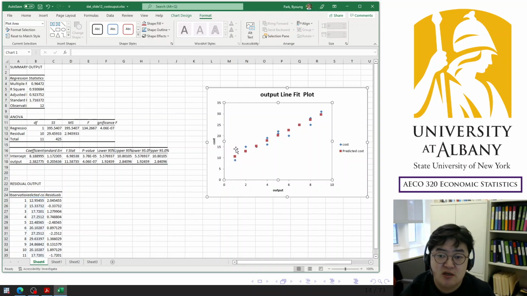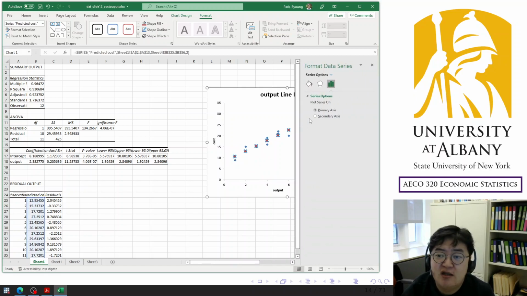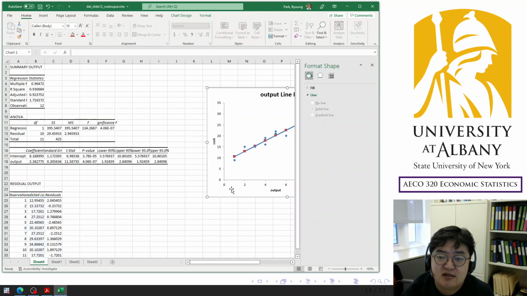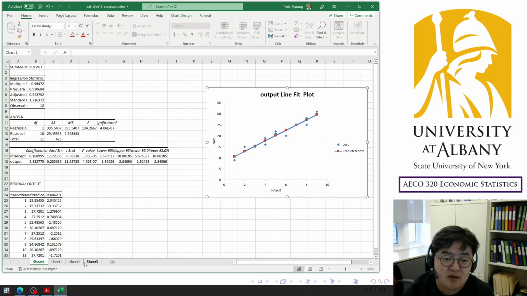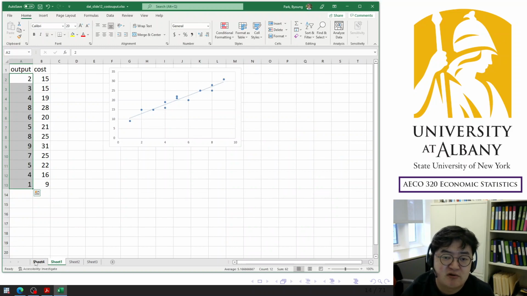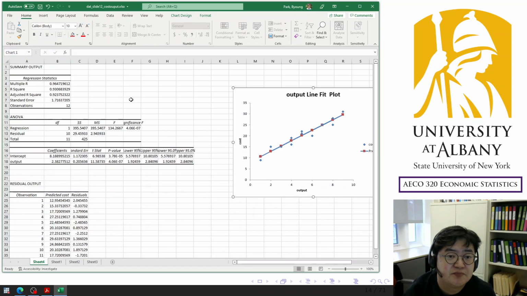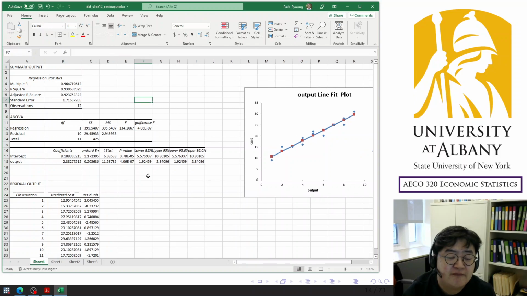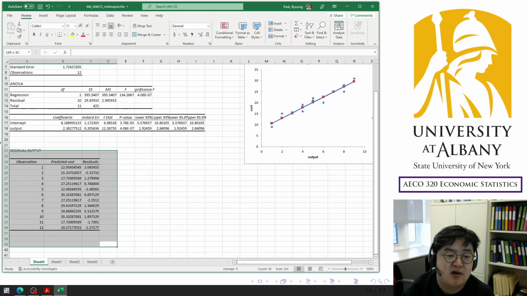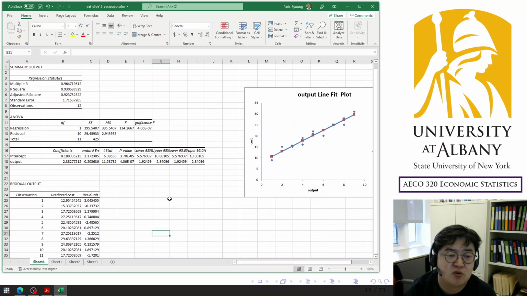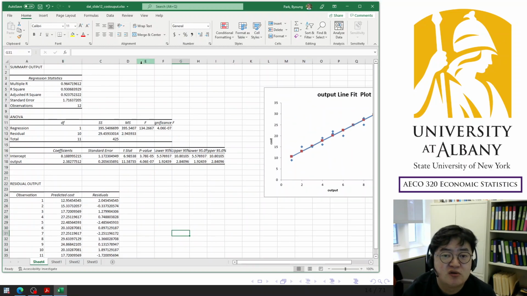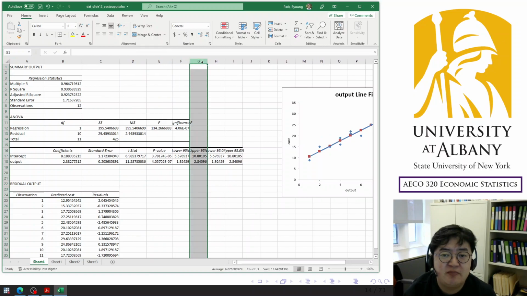So if you make them a line, they are exactly the same line as the scatter plot, right? This is the same graph. These two are the same graph. So the predicted costs are the trend line. And here, let's look at the tables. Let me ignore this part first. Ignore that part. And we are going to look at those top three panels.